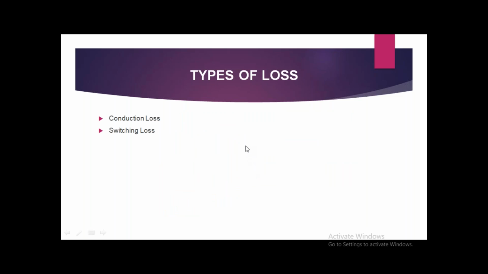Thank you, Toritra. Now we are going to talk about the factors on which the efficiency of the buck converter depends. There are two types of losses on which the efficiency of the buck converter depends. One is conduction loss, one is switching loss. First, we will talk about the conduction loss. Change the slide, please.